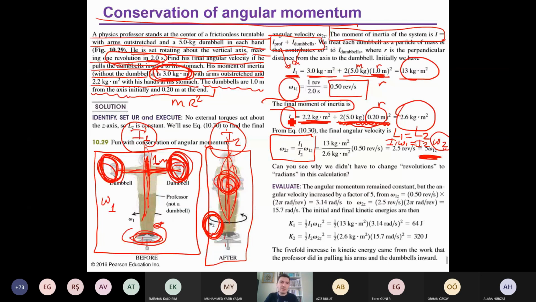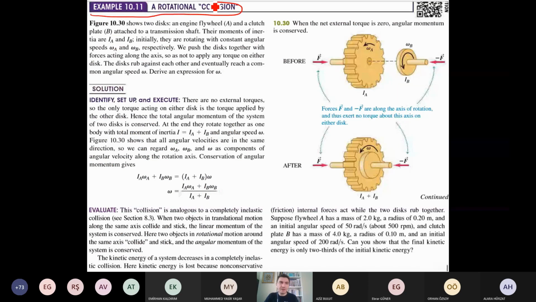Okay, now let me continue with this example 10.11, a rotational collision. Here on the right side, we have a figure which shows two disks: an engine flywheel A, this object, and here we have a clutch plate B attached to a transmission shaft. Their moments of inertia are IA and IB initially. They are rotating with constant angular speeds omega A, omega B respectively at the beginning.